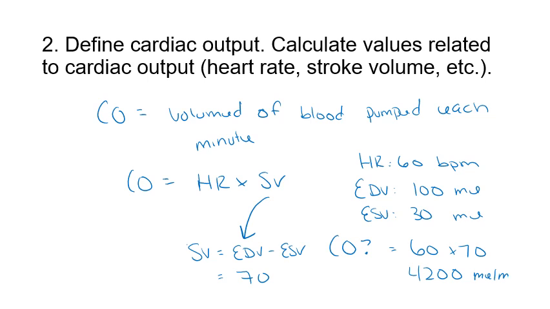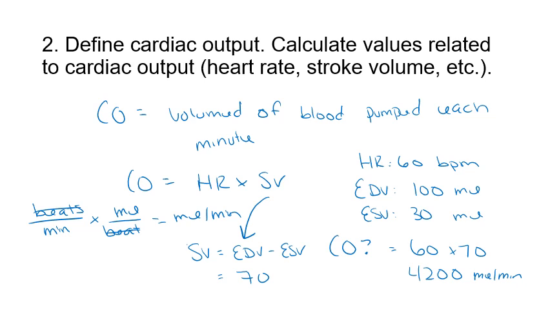mils per minute. How did those units come out? Well, we had beats per minute and we had mils per beat. So we end up with mils per minute.